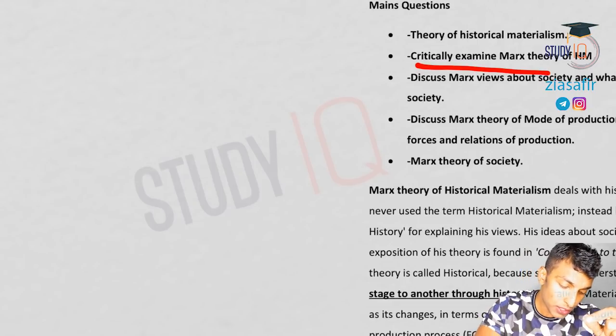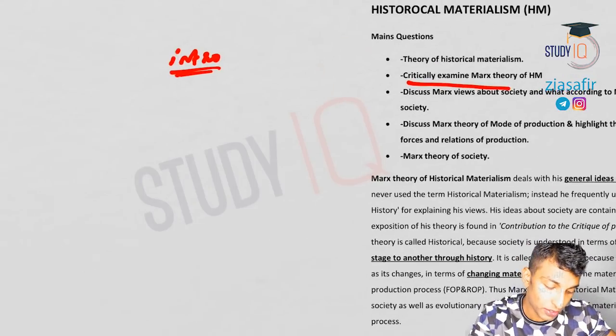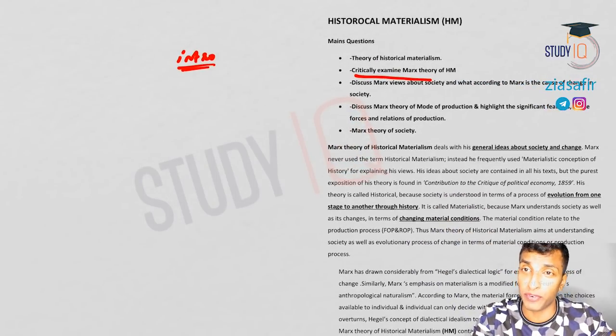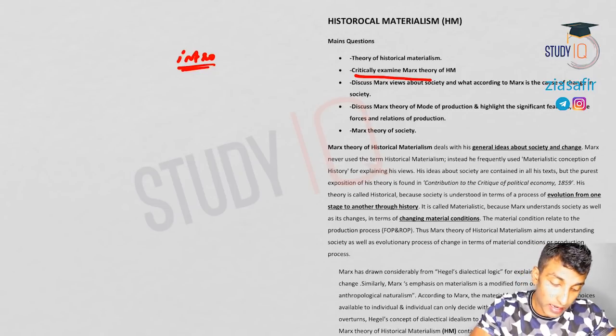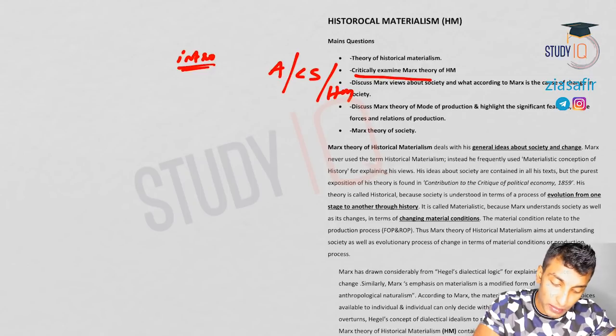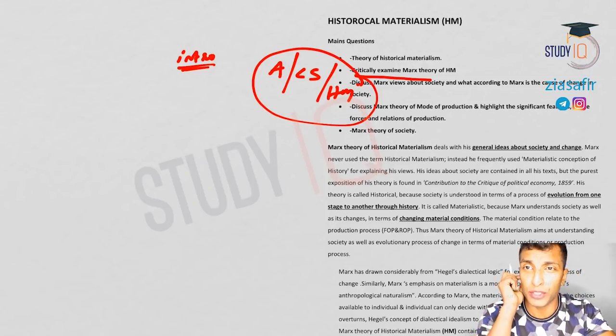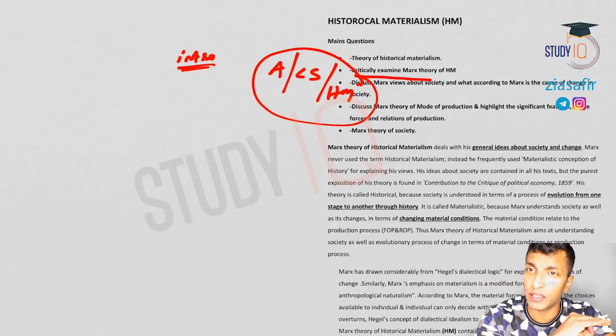First you will write some introduction, and I'll give you this introduction. You will not face any problem. In fact, the introduction you can write common for all Marxian theories. Here, critically analyze historical materialism is asked. In case you get alienation or class struggle or historical materialism, I am considering these three together. So I'll give you an introduction which can be used in any of these three answers. And keep in mind, these three theories together they will not ask you.